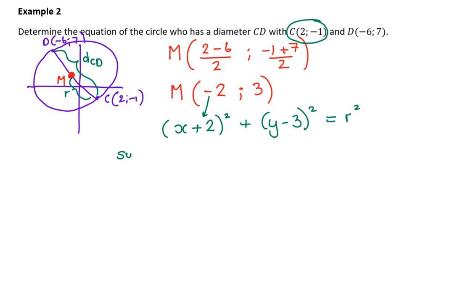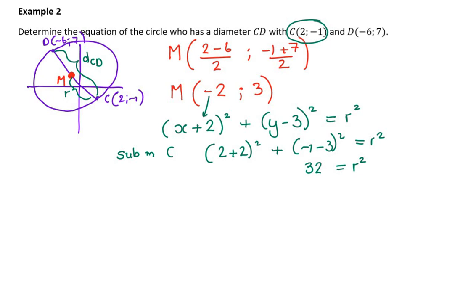So if I sub in C, I will get 2 plus 2 squared plus -1 minus 3 squared equals r squared. Now, really important just to mention here, you've got to remember that you can only substitute in points on the circle. So you can never substitute in a point in the circle, for example, the center. It must be on the circumference. Now, I would use my calculator and I get 32 is r squared.